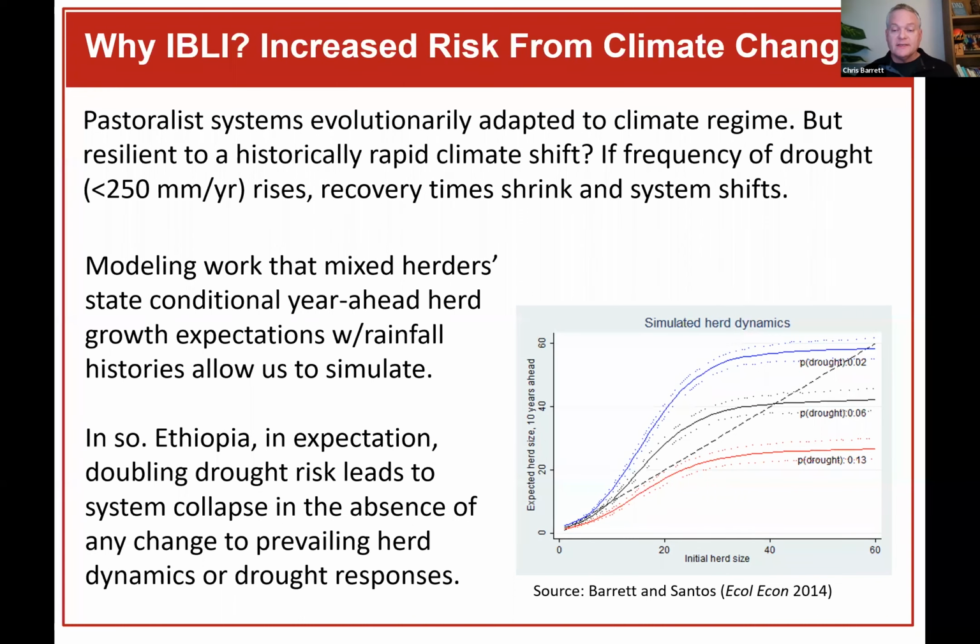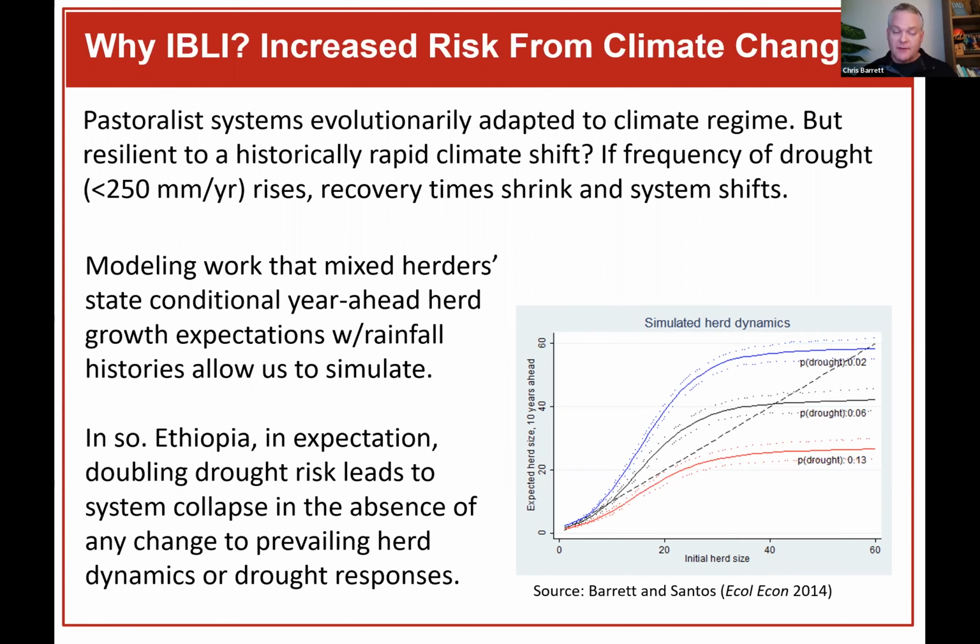And what we find is in those contexts of more frequent drought, the likelihood of complete system collapse increases, that the recovery time for herds hit by drought becomes so short that herds simply can't recover. And over time, almost all households' herd sizes shrink down to a low-level equilibrium of a single cow, which translates into indigent communities and lots of social problems.